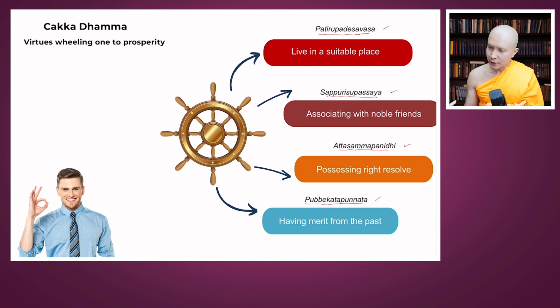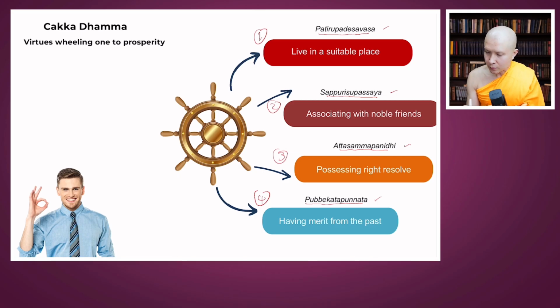If you pay close attention, number 1, live in a suitable place. Number 2, associating with noble friends. Number 3, possessing the right resolve. And number 4, having merit done from the past. This one we saw earlier. Associating with noble friends, right? I mean, you find a good teacher, you find good friends, then you can grow your wisdom.